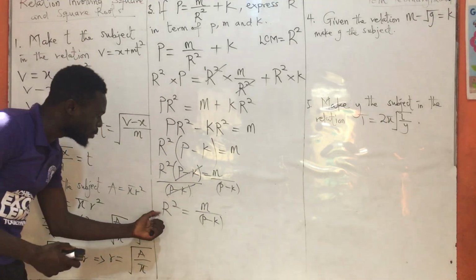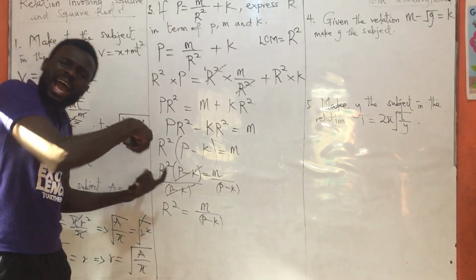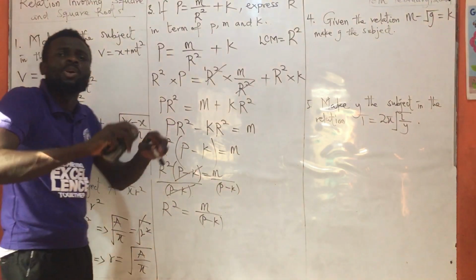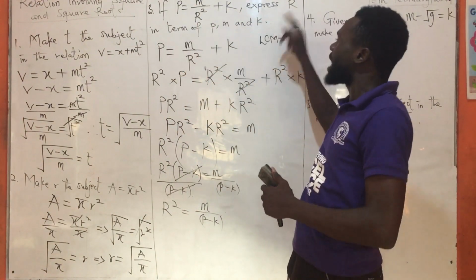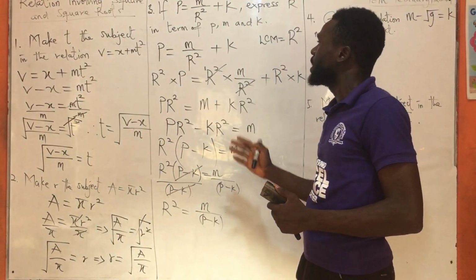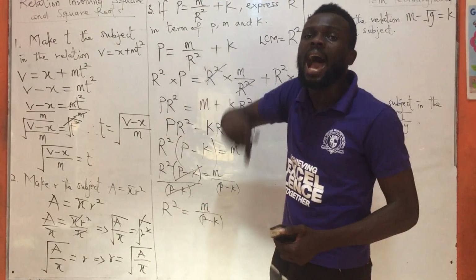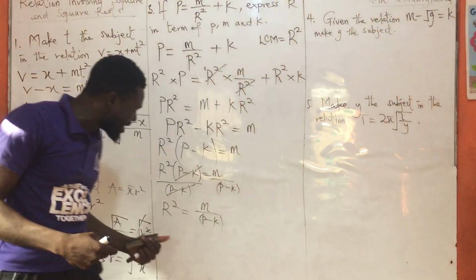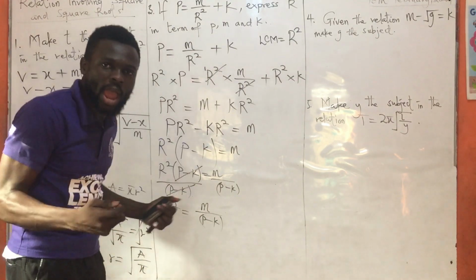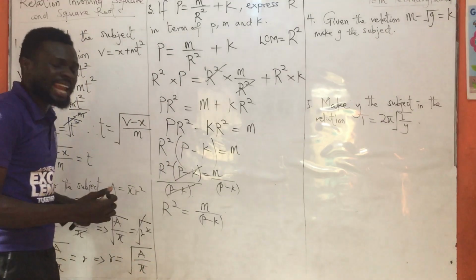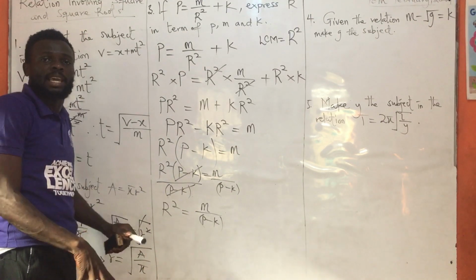Now look at your variable. You have r squared. Now this is what I want. The r squared is now alone. But I don't need r squared. The question didn't say express r squared in terms of p, m, and k. But the question said express r. So because there is a square here, I will therefore introduce the square root so that the square can now be taken off for me to get the r.